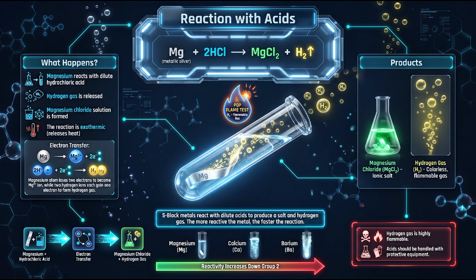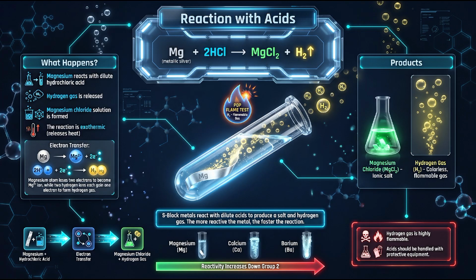After magnesium loses its electrons, the resulting Mg²⁺ ions combine with the chloride ions already present in the solution. The ionic combination is Mg²⁺ + 2Cl⁻ → MgCl₂. The product formed is magnesium chloride, an ionic salt that remains dissolved in the solution. Therefore, after the reaction is complete, the test tube contains a solution of magnesium chloride along with bubbles of hydrogen gas escaping into the air.